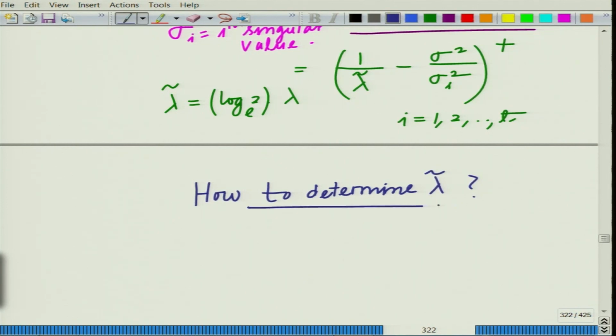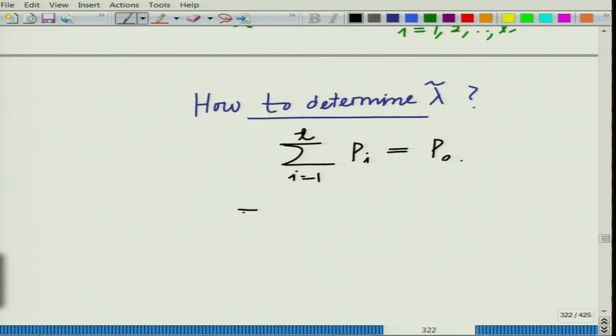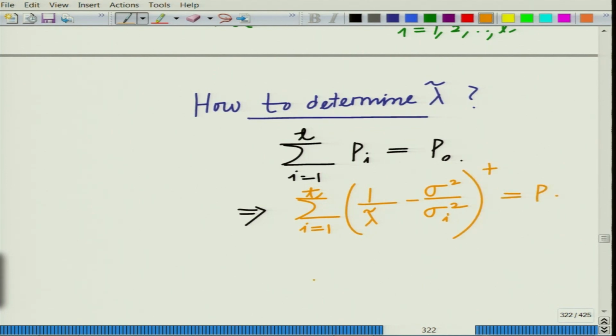Remember, we still have the power constraint. So, we have the summation i equal to 1 to t of P_i equal to P naught, which implies, now substitute the expression for P_i: the summation i equal to 1 to t of (1 over lambda tilde minus sigma square over sigma_i square) is equal to P naught.